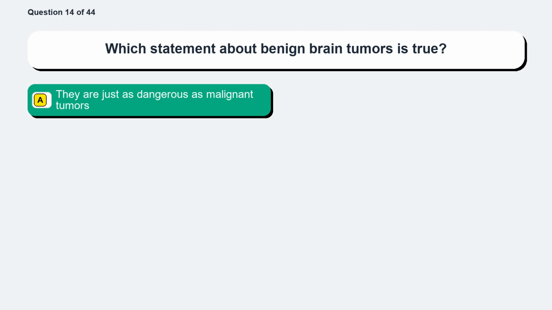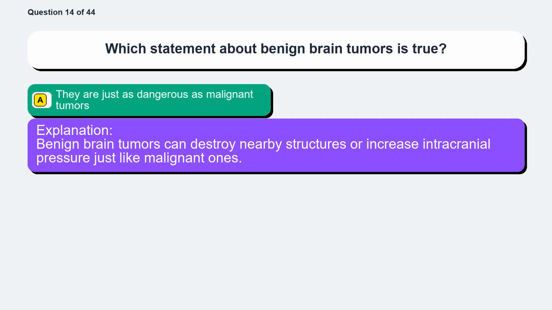The correct answer is option A. They are just as dangerous as malignant tumors. Benign brain tumors can destroy nearby structures or increase intracranial pressure just like malignant ones.